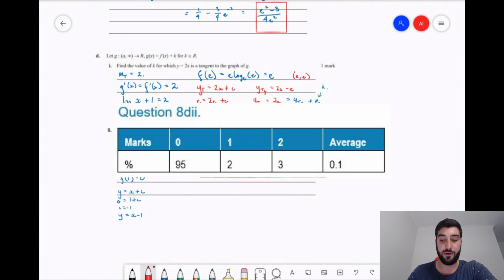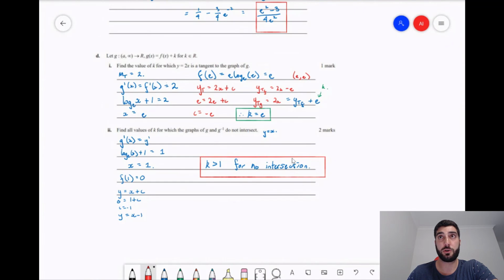So very final one with 2 marks. You can see 95% of the state got 0 for it, and there's only 3% that got full marks, 2% got 1 mark. Some students tried to algebraically find the point of intersection of the graphs of the function and its inverse with limited progress.